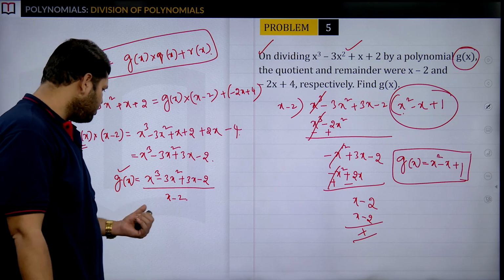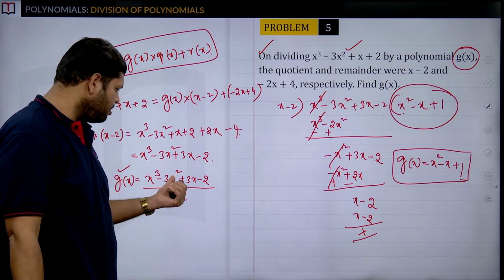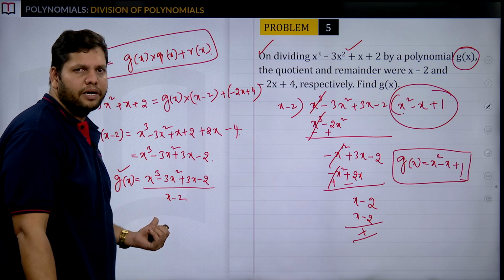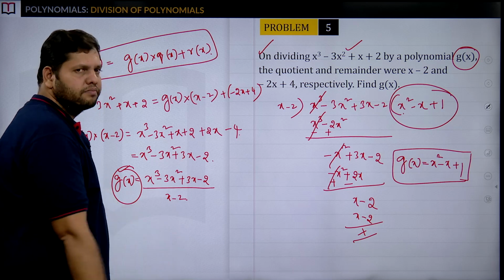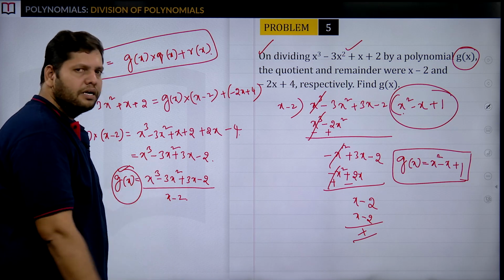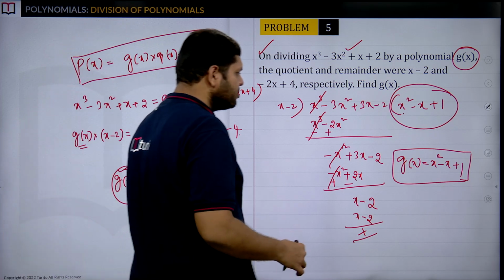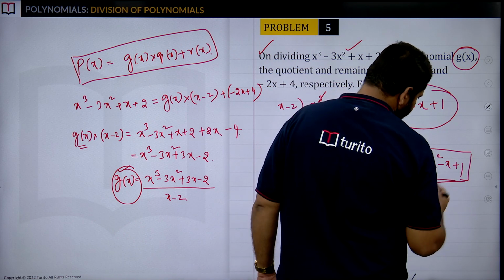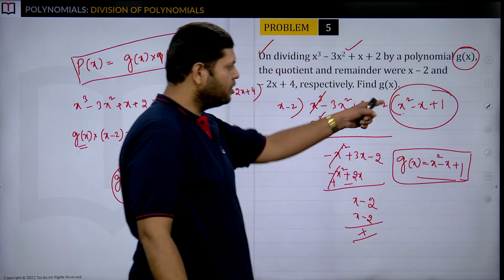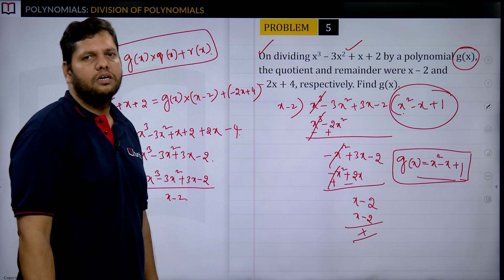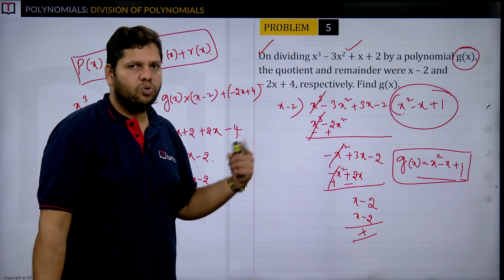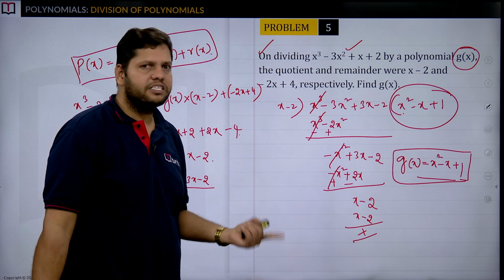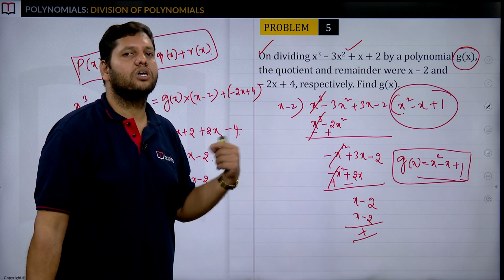So g of x is what I got children? X power 3 minus 3x square plus 3x minus 2 by x minus 2. But children, I want to find the g of x value. So it is what? A division. Cubic polynomial by a linear polynomial. So after division, I got something. G of x is equal to what? X square minus x plus 1. We have to take only the quotient value children. Are you getting my point? We have to take only the quotient value, not the remainder value. So the quotient value is what here? X square minus x plus 1. So I can say that is the g of x value.